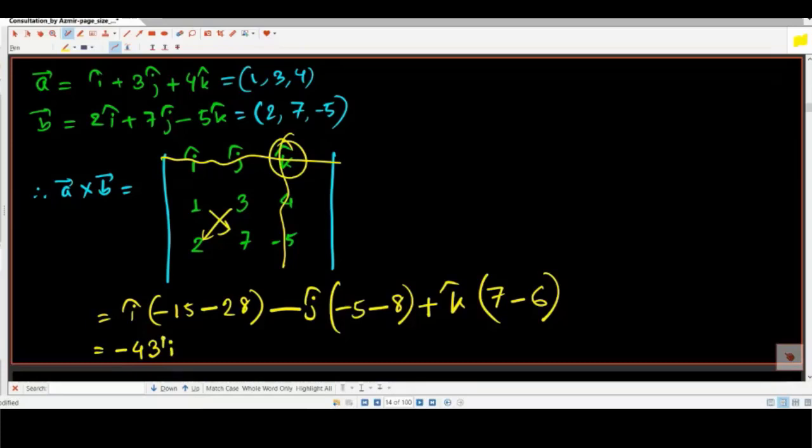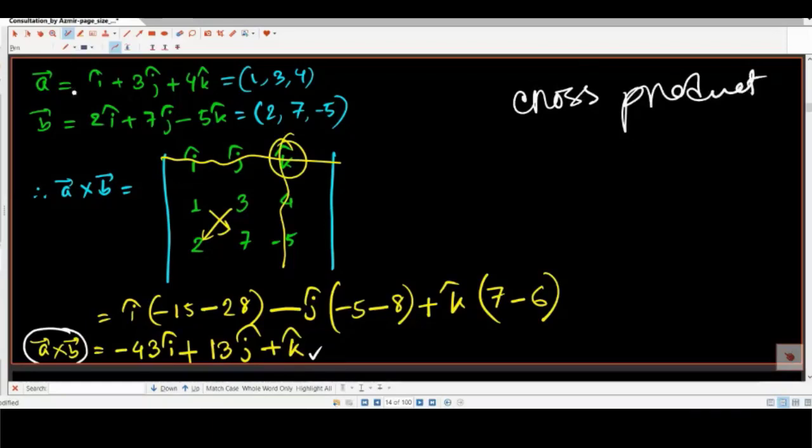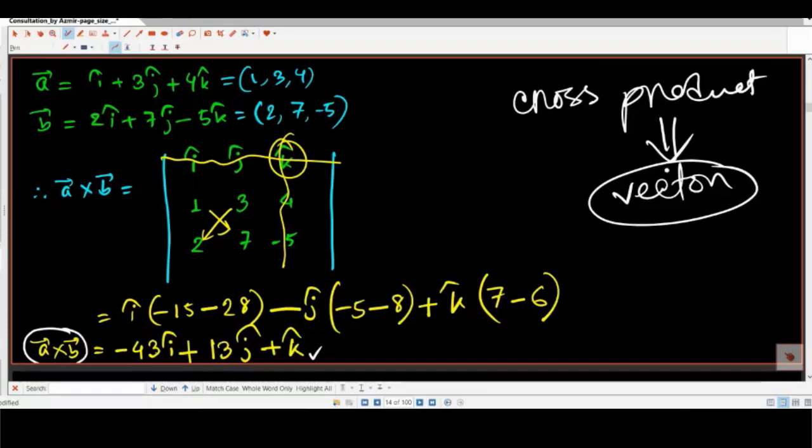So we are getting minus 43i. It will be minus 13, minus minus plus 13j, plus 7 minus 6, 1, so 1k. So this is the cross product of a and b, that is minus 43i plus 13j plus k. So we can understand that by the cross product of two vectors, we finally have a vector: minus 43i plus 13j plus k. Since we have i, j and k, the result is a vector. So cross product will always give us a vector.